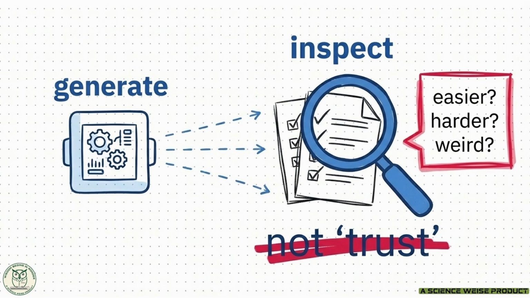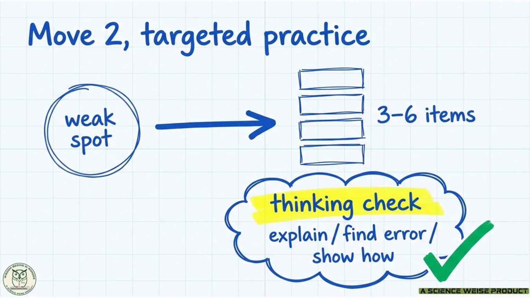Ask yourself, does this still demand the same thinking, or did the new version actually get easier, harder, or just weird? Because here is where it gets weird. AI is very good at making things look parallel. That is not the same as being parallel. So the move is not generate and trust, the move is generate and inspect. Next, once you already have the core, you should not have to build the practice from scratch either.